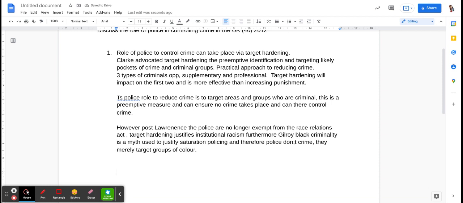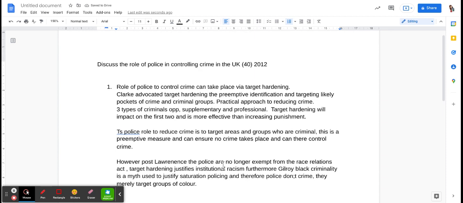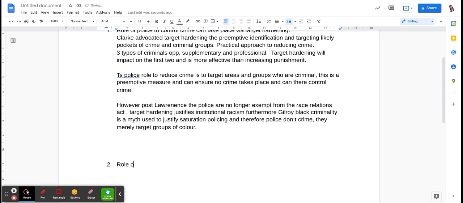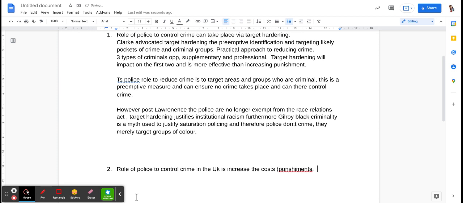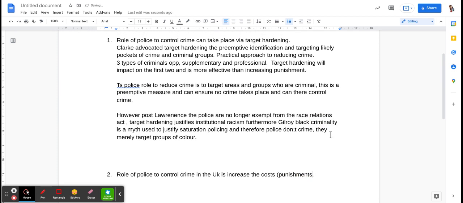When I'm in the realism grid, the next, or an alternative, new right is Clark and Coleman, who argue that we need to increase the costs of crime. So for paragraph 2, we're going to argue that the role of police to control crime in the UK is to increase the costs or punishments.